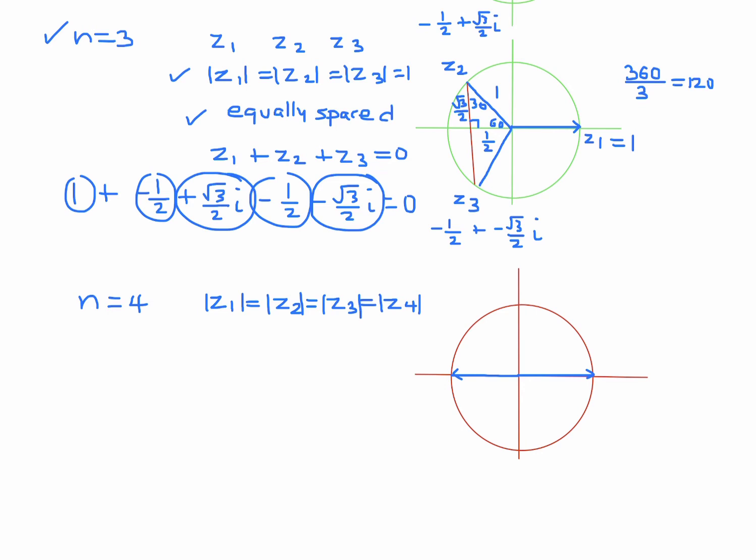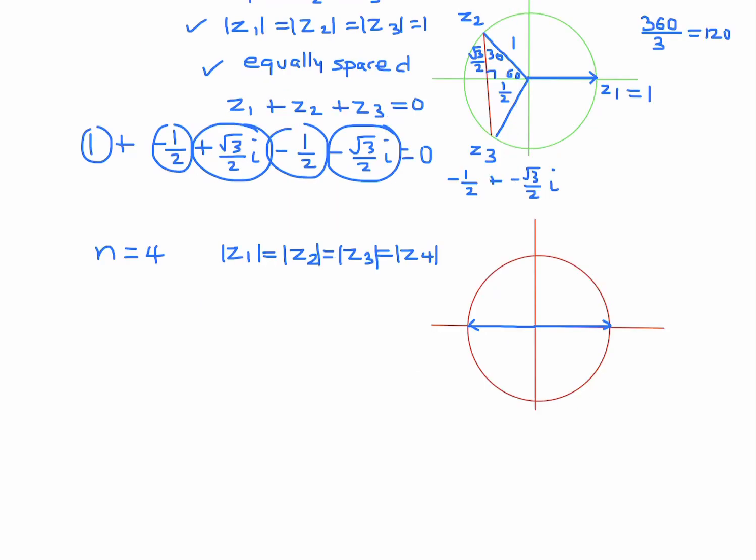Is there any way to make them equally spaced? Well, let's talk about the sum first, and I think we'll get to the equally spaced part later. If I can make 4 of these add up to 0, well, this is 1 and this is negative 1, so that satisfies Z1 and Z2. That's good. And if I put any 2 points diametrically opposite, like if this is Z3 and this is Z4, then the sum will be 0.